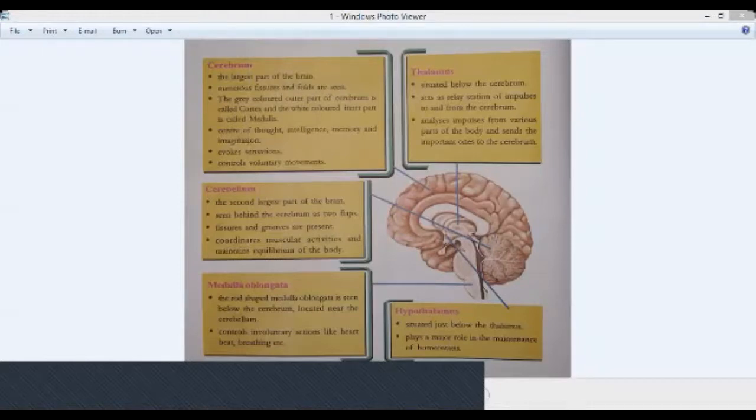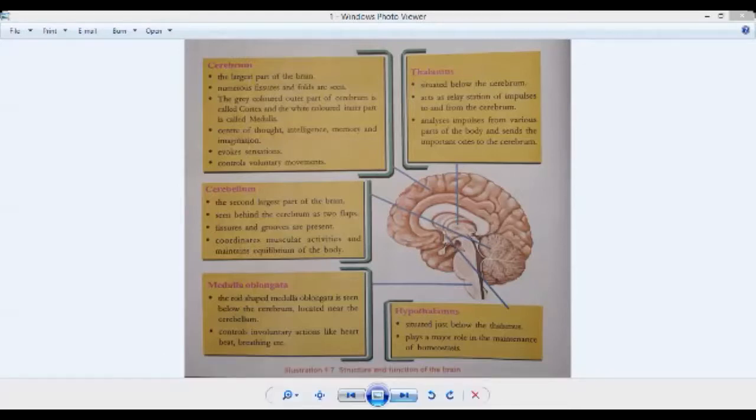So once more, just a glance, I will tell about the five parts and their functions. First one is the cerebrum, the largest part of the brain. Numerous fissures and folds are seen. The gray colored outer part of the cerebrum is called cortex, and the white colored inner part is called medulla. It is the center of thought, intelligence, memory, and imagination. It evokes sensations and controls voluntary movements. Then comes the cerebellum, the second largest part of the brain, seen behind the cerebrum as two flaps. Fissures and grooves are present. It coordinates muscular activities and maintains equilibrium of the body.